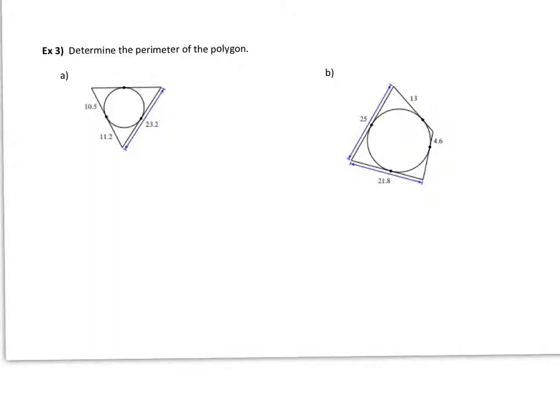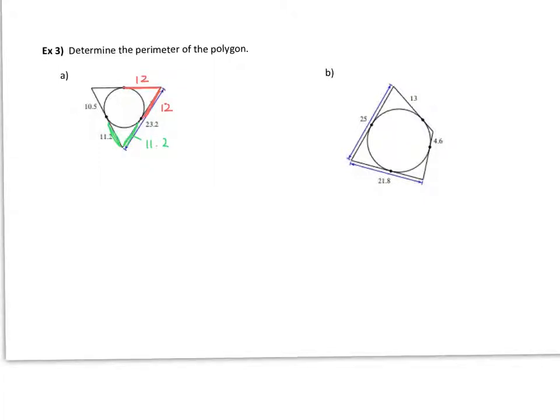Okay, based on what we have, this little section here is 11.2. That means this section here is 11.2. If I take that 23.2 and minus the 11.2, I get 12. So this piece is 11.2. That means this piece here, let me use a different color, this section is going to be exactly 12. And because of our tangency theorem, this also now has to be 12.